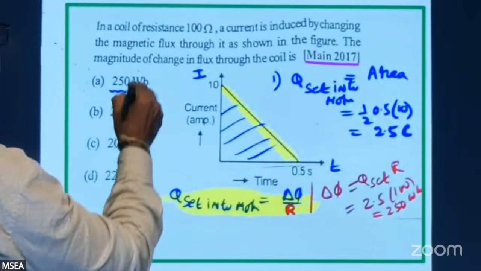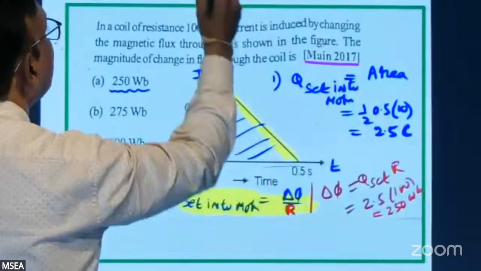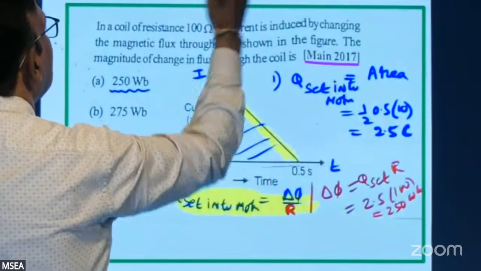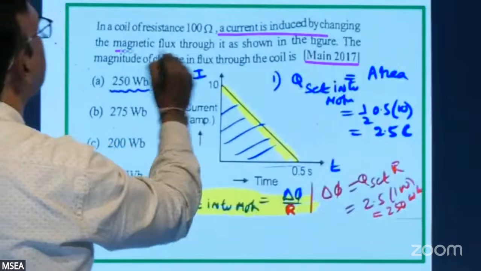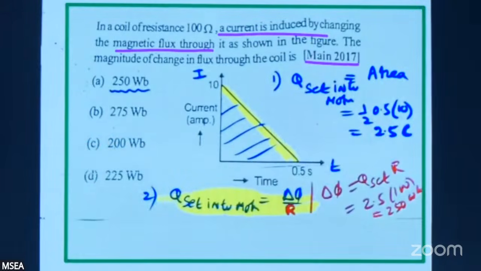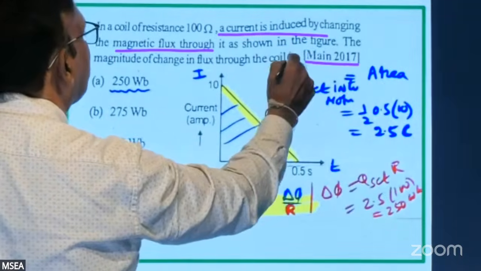In a coil of resistance, the resistance of the coil is given as 100 ohms. In a coil of resistance 100 ohms, a current is induced by changing the magnetic flux. Yes, we started with that point only. Whenever flux changes, EMF is developed, current is developed. That's what he is telling. A current is induced by changing the flux.